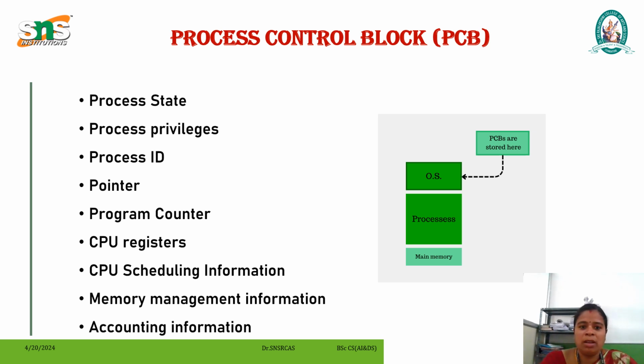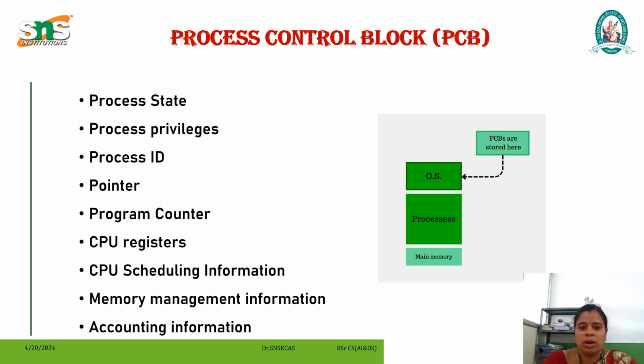The process state is the current state of the process, that is whether it is ready, running, waiting, or whatever. Process privileges are required to allow or disallow access to system resources. Next one, process ID. Unique identification for each process in the operating system. Next one, pointer. Pointer is to the parent process. Program counter. Program counter is a pointer to the address of the next instruction to be executed for this process.